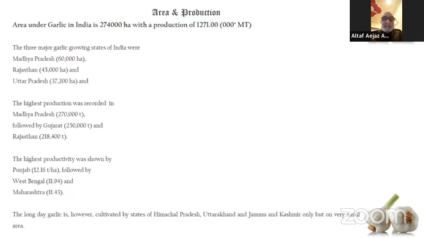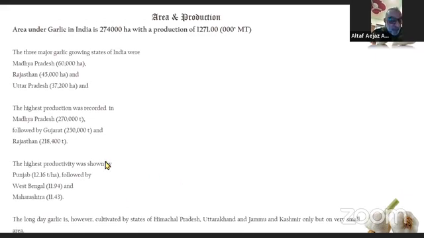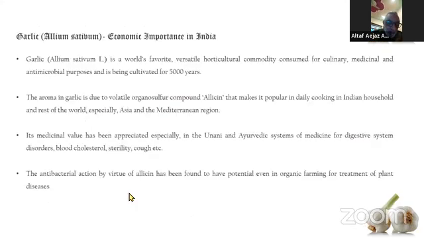Madhya Pradesh has 60,000 hectares of land, Rajasthan has 45,000 hectares, and Uttar Pradesh has 37,200 hectares. The highest production was recorded in Madhya Pradesh at 270,000 tons, followed by Gujarat at 250,000 tons and Rajasthan at 218,400 tons. The highest productivity has been recorded in Punjab at 12.16 tons per hectare, West Bengal 11.94 metric tons, and Maharashtra 11.43 tons. Long day garlic is reported in Uttar Pradesh, Himachal Pradesh, and Uttarakhand, but only very small areas are put under its cultivation.